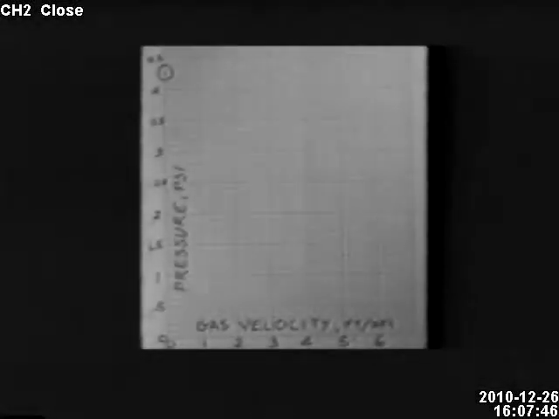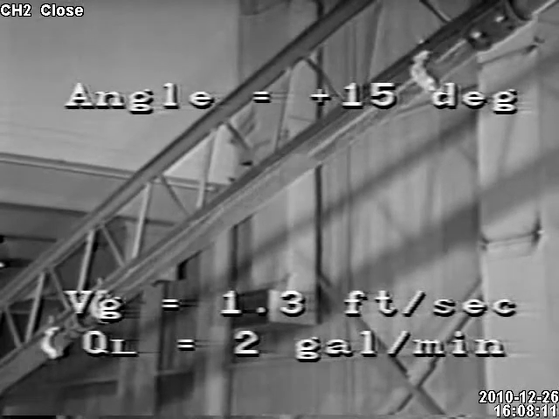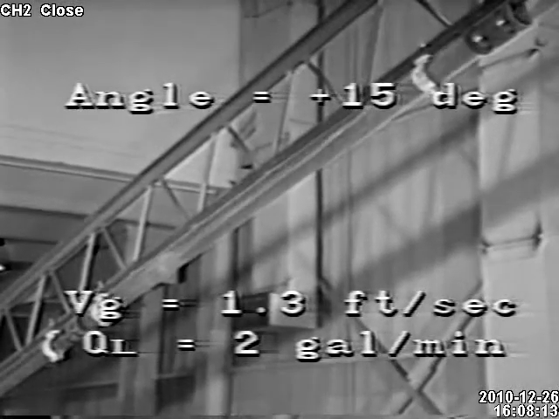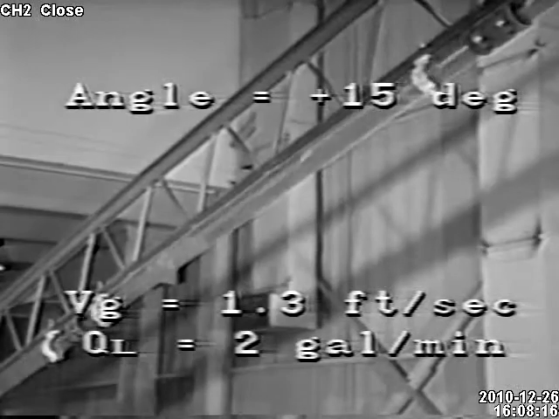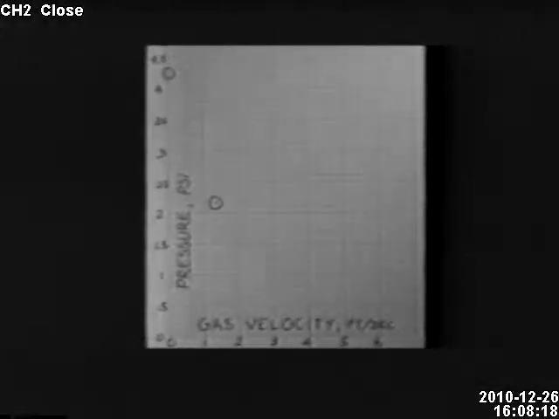This graph shows measured pressure at various gas flow rates with the test section inclined at 15 degrees and 2 gallons per minute flowing. The first data point shows the pressure that would exist with only liquid in the test section. The pressure drop is thus about 4.2 psi. With a small amount of gas injection, the flow conditions look like this. And the pressure drop has fallen to 2.2 psi.